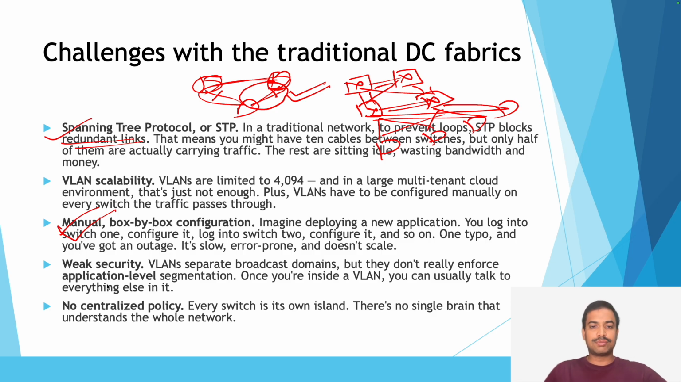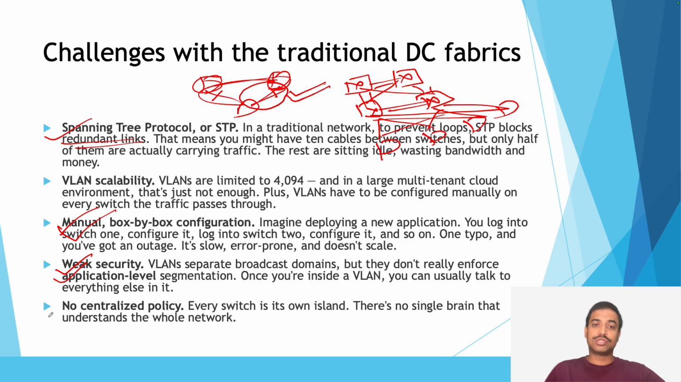The fourth important problem is weak security. VLANs separate broadcast domains, but they don't really enforce application-level segmentation. Once you are inside the VLAN, you can usually talk to everything else. That's a big problem, and ACI solves this as well. We will see a lot of micro-segmentation capabilities that you can use at the application level in ACI, which were not present earlier.